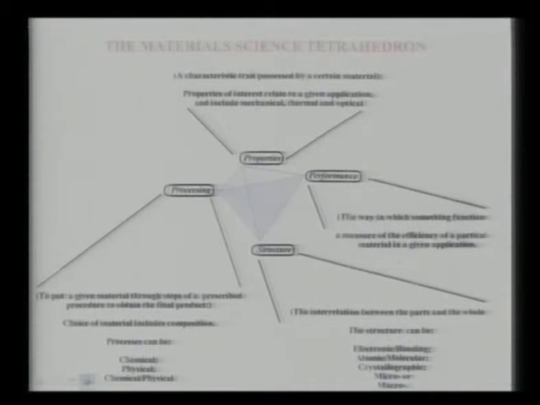Now, if I want to explain it a little bit further, if I change the processing here, this processing will definitely change the structure of the materials, the way the process parameter is varied. For example, if I change the sintering temperature or the sintering time, that will definitely have a direct influence on the microstructure of these materials.